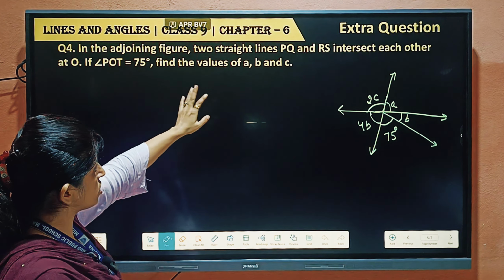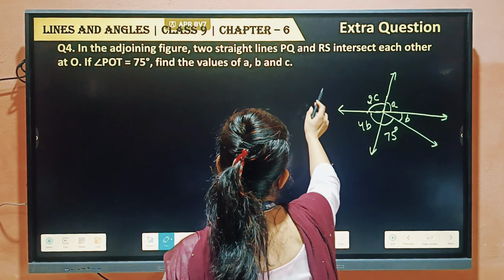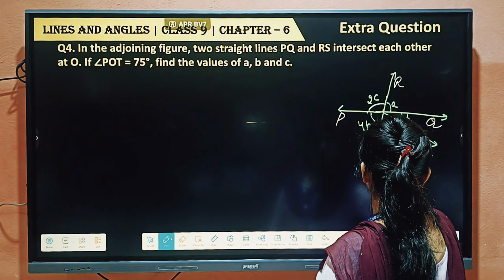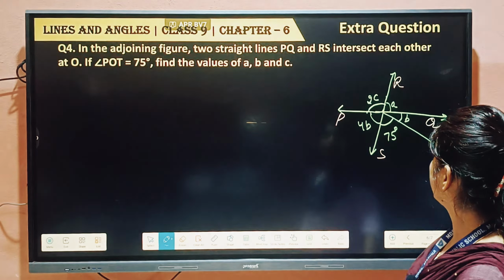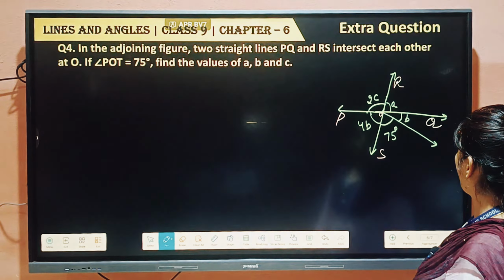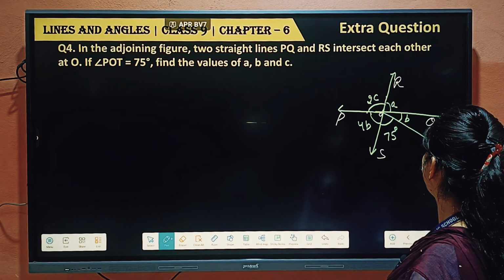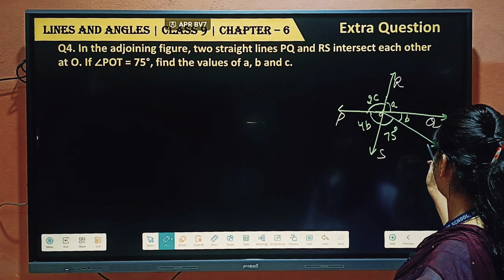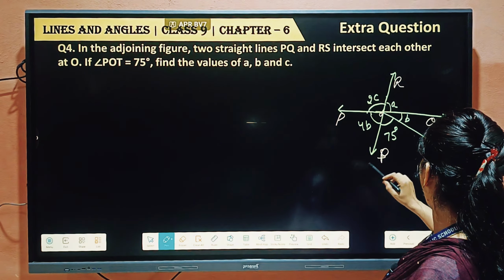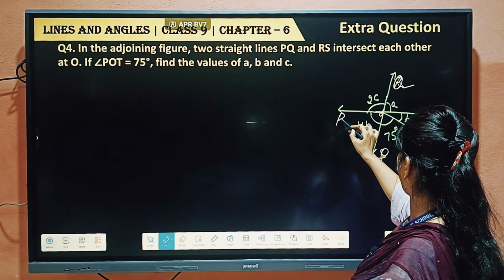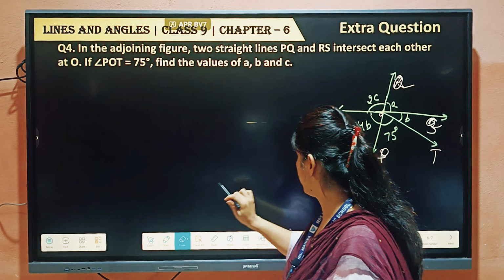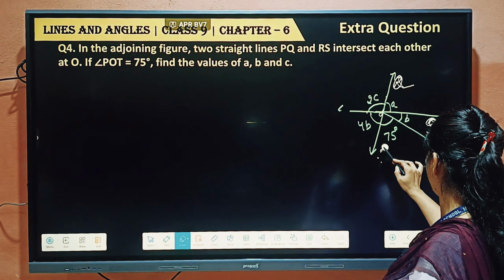In this figure, two straight lines are there, PQ and RS, which intersect each other at O. Angle POT is 75 degrees. Suppose this is P, this is POT, this is 75 degrees, and this is Q, this is R, and this is S. Like this we will do, because we will go according to the question.